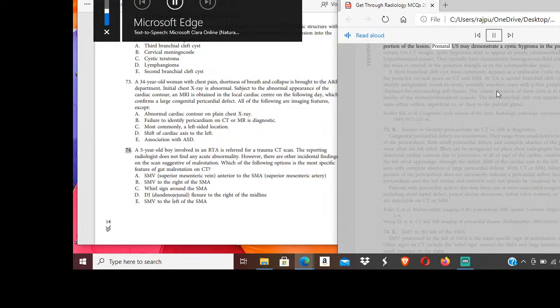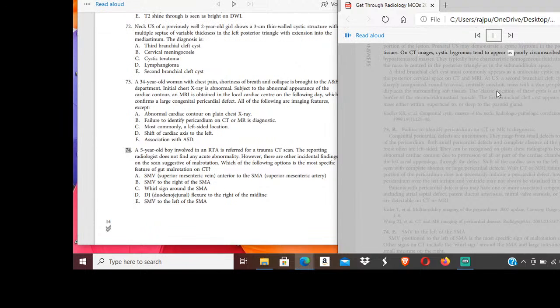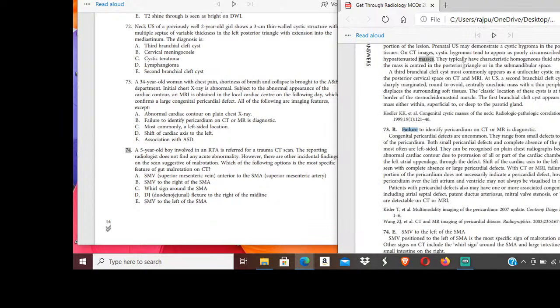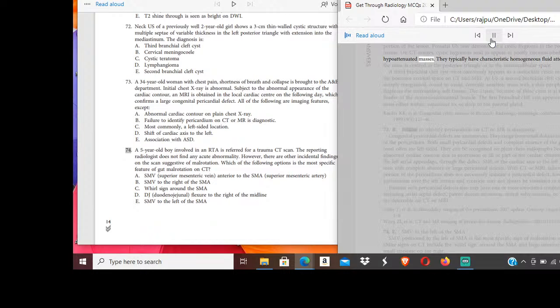72, portion of the lesion. Prenatal US may demonstrate a cystic hygroma in the posterior neck soft tissues. On CT images, cystic hygromas tend to appear as poorly circumscribed, multiloculated, hypoattenuated masses. They typically have characteristic homogeneous fluid attenuation. Usually, the mass is centered in the posterior triangle or in the submandibular space.